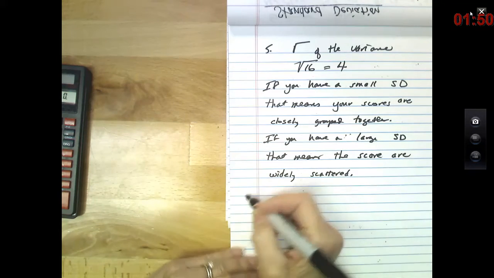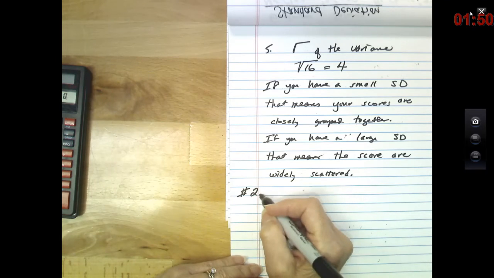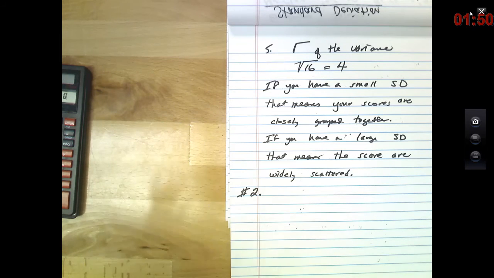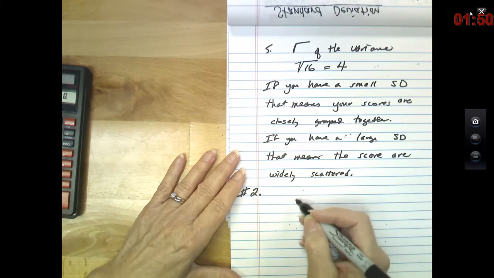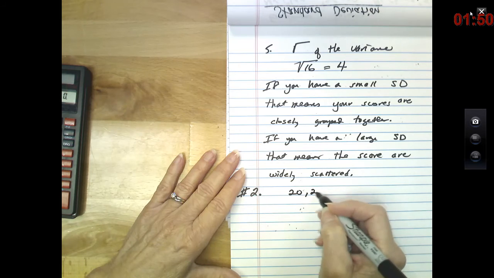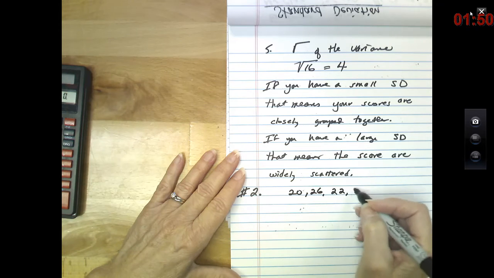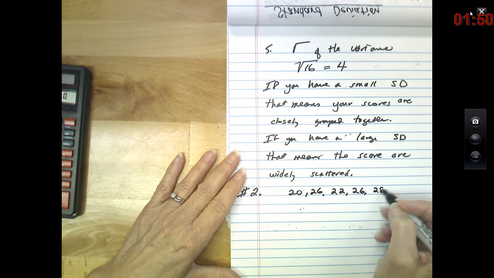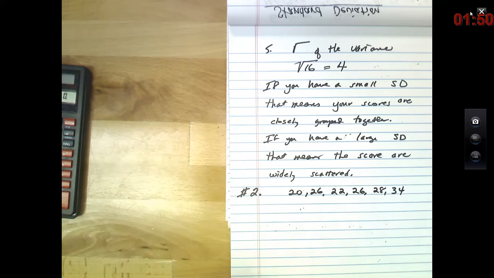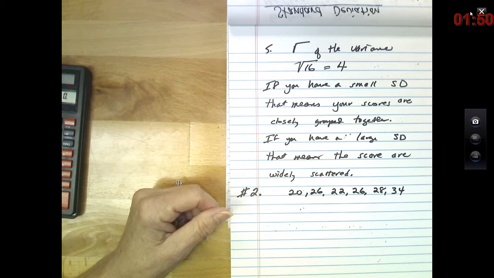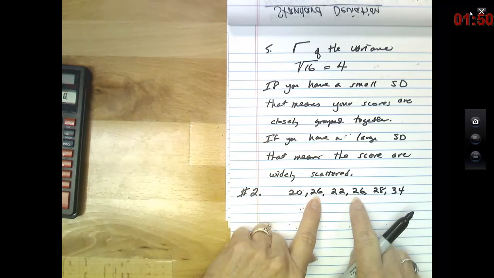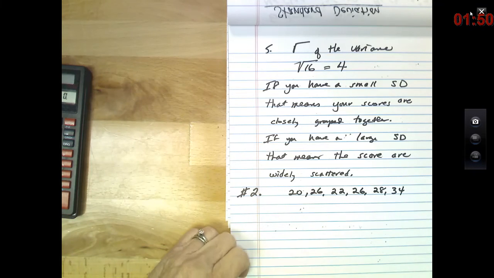Okay, here is example number 2. Okay, and you have to kind of, it's a plan that you're going by. Okay, your numbers are 20, 26, 22, 26, 28, and 34. Okay, does this one have a mode? Yes. 26, okay. Yeah, it has a mode. It's the one that occurs the most often.